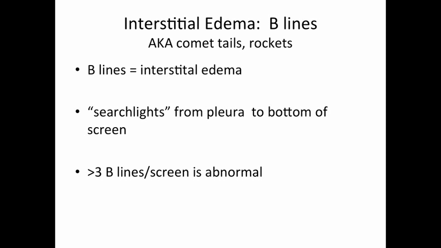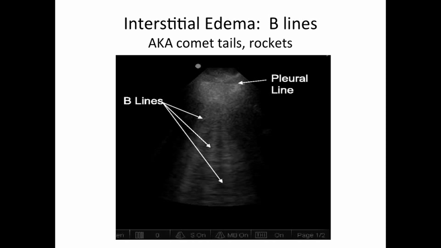When you have interstitial edema, you can develop what's called B-lines. These are vertical lines that come down from the pleura and are produced as a result of interstitial edema. They look like searchlights that come down from the pleura. It's normal to have a couple of these per screen. If you have more than 3 or 4 per screen that you're looking at, that would be abnormal. This can reflect not only interstitial edema, but other interstitial processes like interstitial lung disease. So things that would thicken the interstitial area would potentially cause B-lines. This is an example in a still image of what that would look like. Here's where the pleural line is, and you can see these searchlights coming down, which are the B-lines.